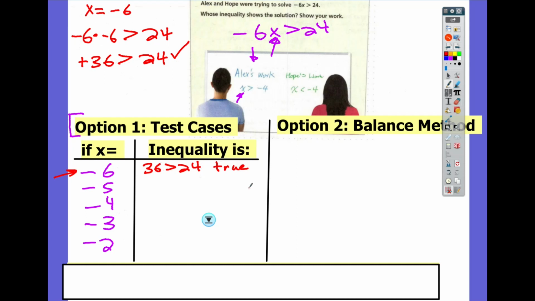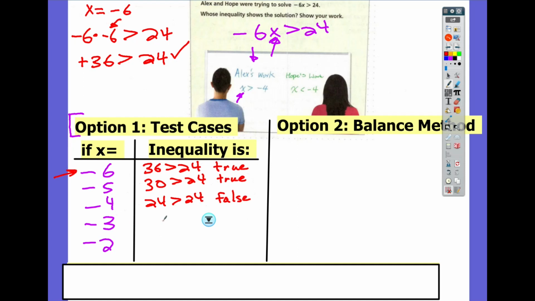So if x is negative 6, we get 36 is greater than 24, and that's true. Similarly, if we plug in a negative 5, we get negative 6 times negative 5, which is 30, is greater than 24. That's true. If we plug a negative 4 in here, we get 24 is greater than 24. Those are actually equal. It's tempting to say it's true, but it's false. 24 is not greater than 24.